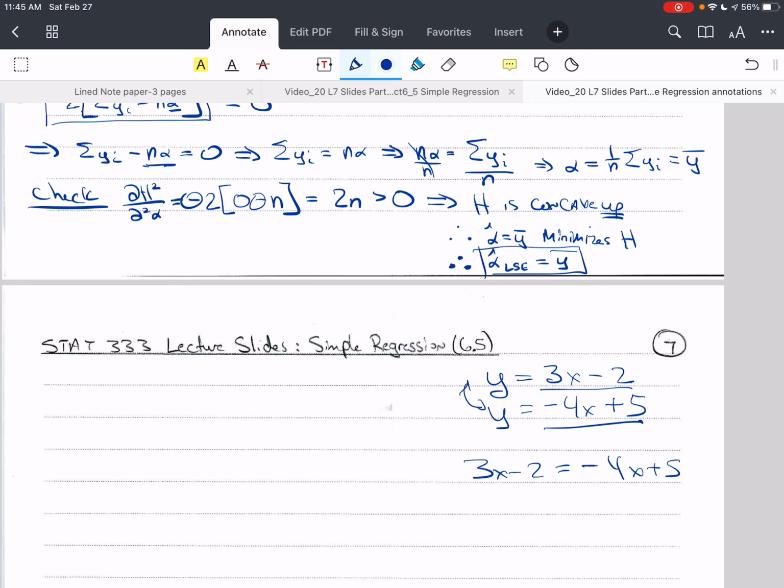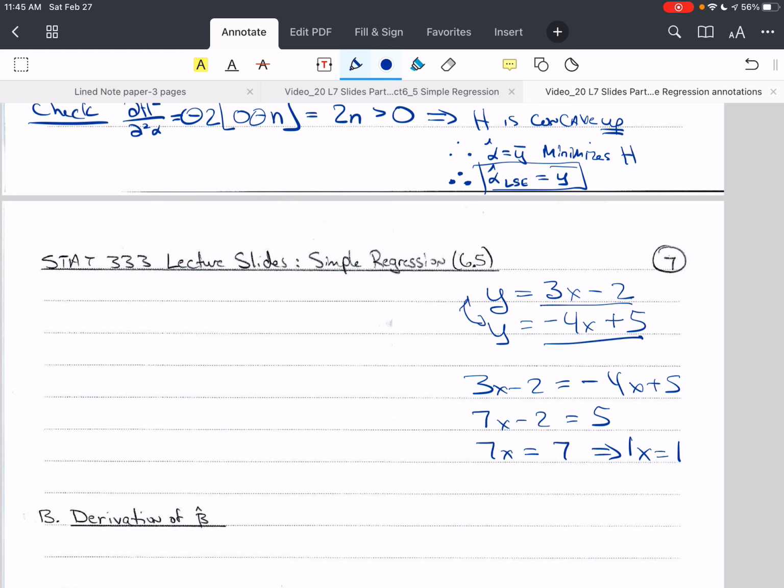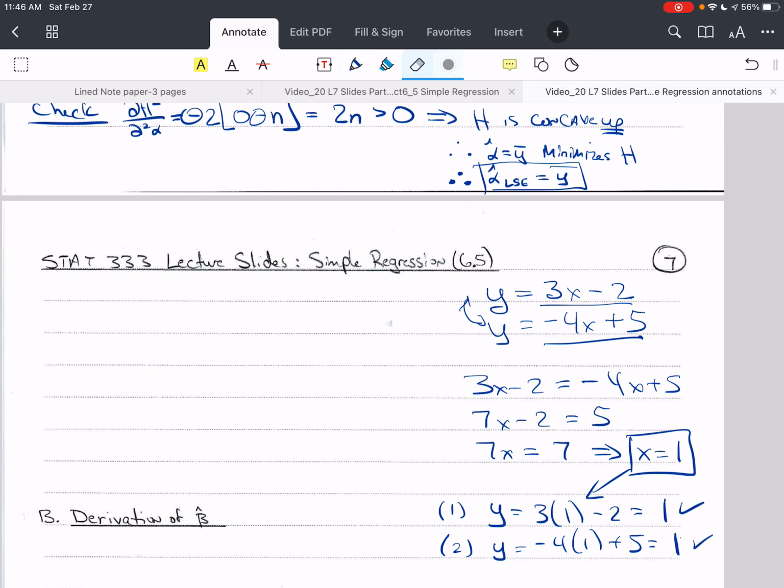So I add 4x to both sides. I get 7x minus 2 equals 5. I add 2 to both sides. I get 7x equals 7, and then x is equal to 1. Now to solve for y, I can't solve for y unless I substitute x back into one of the equations. Y equals 3 times 1 minus 2 equals 1. I can use the second equation. Y equals negative 4 times 1 plus 5 equals negative 4 plus 5 equals 1. Okay? So I can't solve the second without the first.